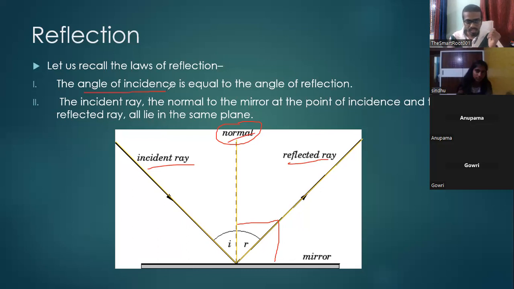The angle of incidence is equal to the angle of reflection. Mathematically I can write it like this: angle i is equal to angle r.